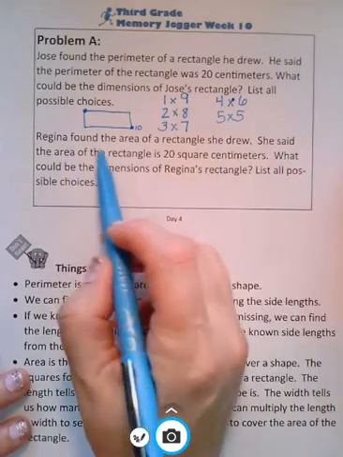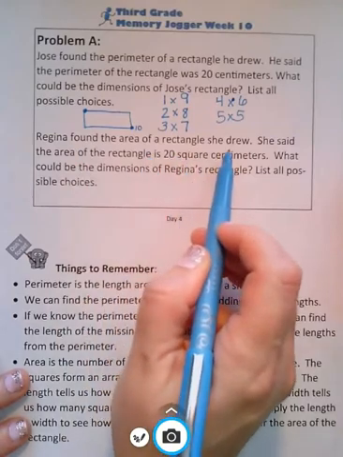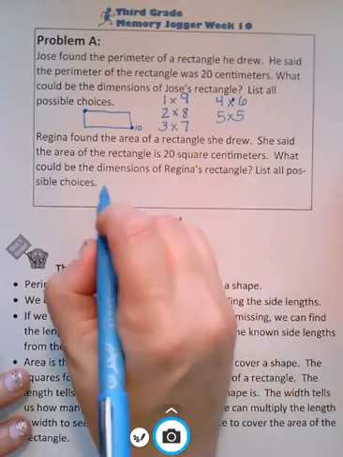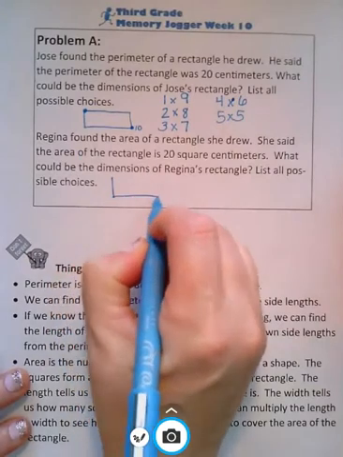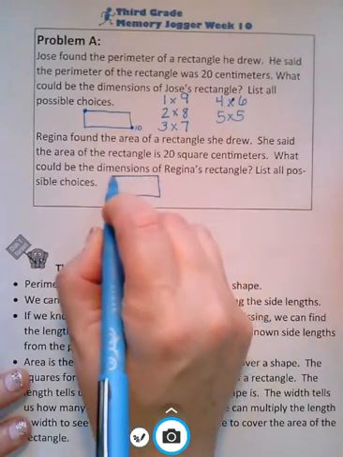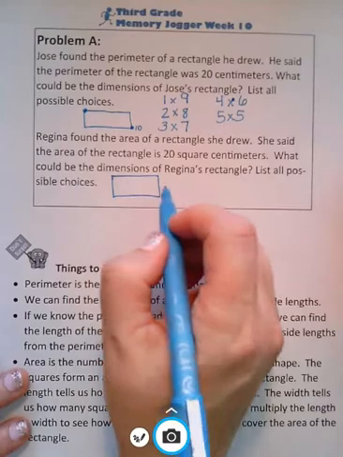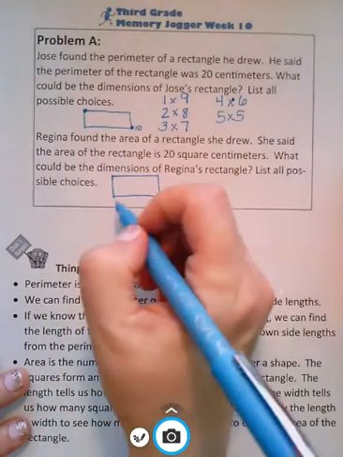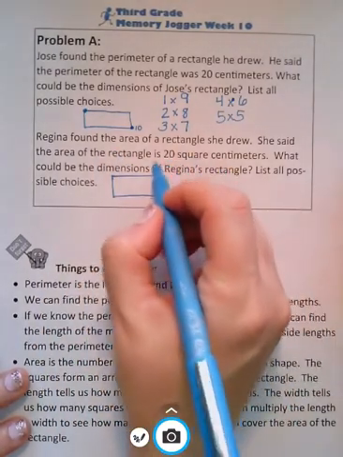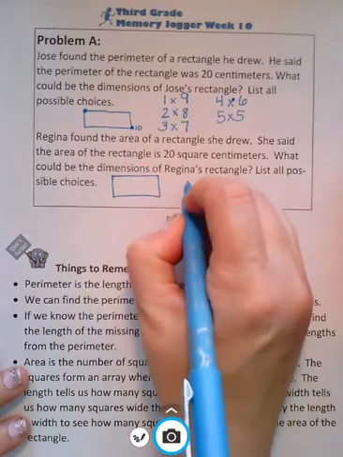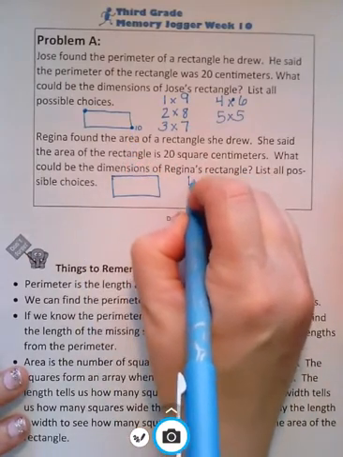The second problem, Regina found the area of a rectangle she drew. She said the area was 20 square centimeters. This time we're not talking about perimeter, we're talking about area. And for area, we would have to multiply, as it told us down here, the length times the width to get 20 square centimeters. So I can still begin to think from the smallest possible side.